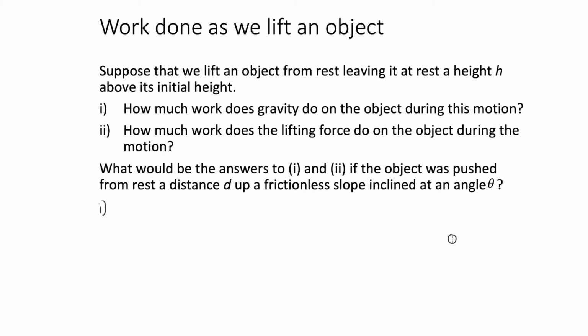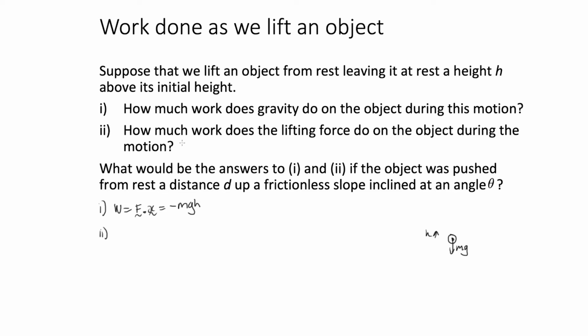As we lift it, we've got the weight force pulling it down, and we're moving it through a distance h. So this is the same as last time. The work done is equal to the dot product of the force with the displacement. Because these are in opposite directions, we've got a negative sign, and it's mg times the height that it's moved through, which is h. So this is the work done by the gravitational force.